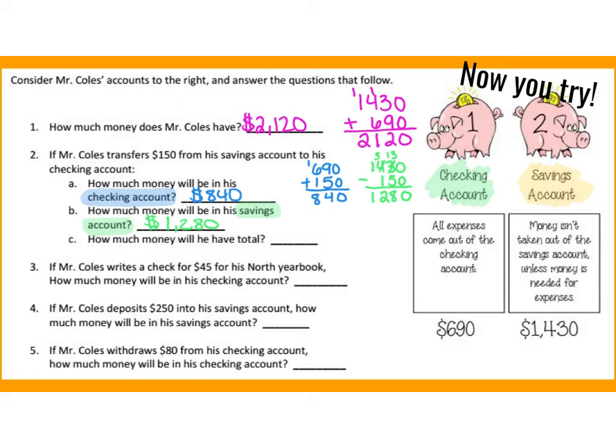Then it asks, how much money will he have in total? Remember that all of this money is Mr. Coles' money. All he did was move his money from one account to another account. So he still has $2,120 in total.